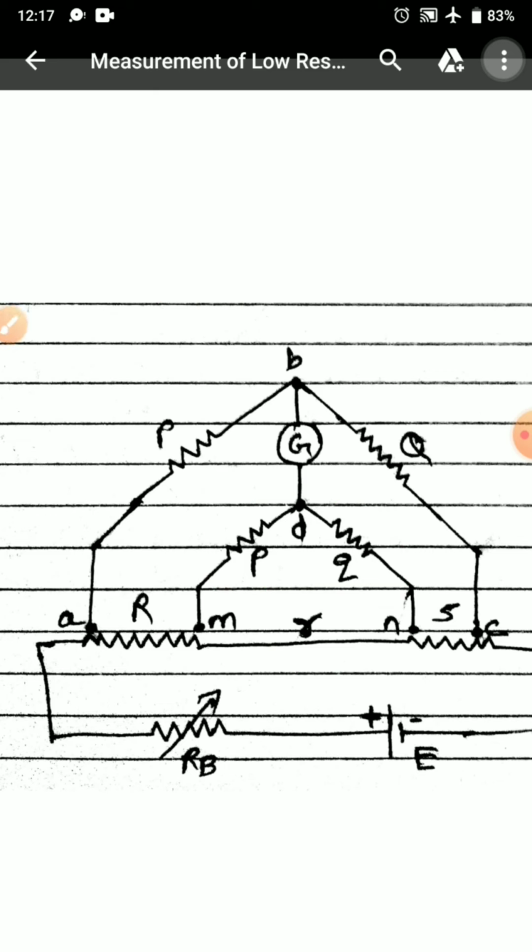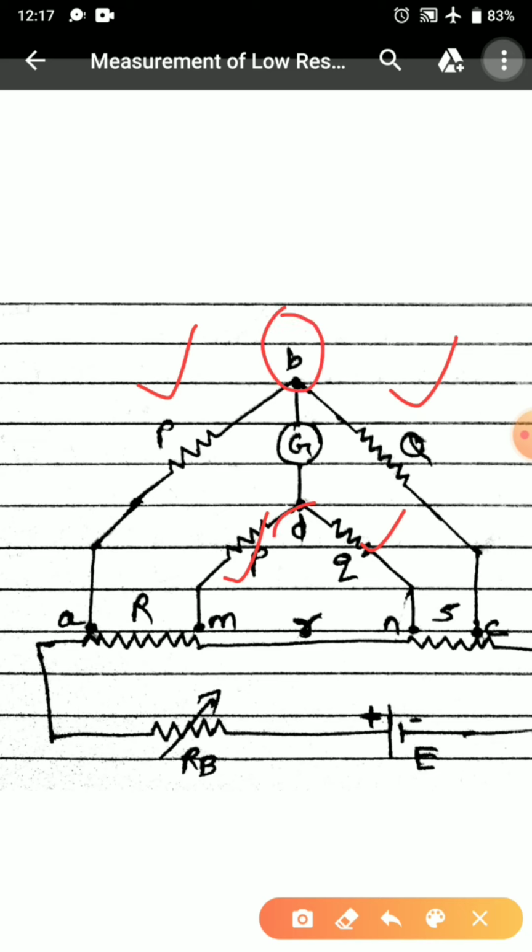Right now we can see that the Kelvin double bridge incorporates the second set of ratio arms, as I have already told. The first ratio arm is capital P and capital Q that is connected here. The second set of ratio arms is small p and small q that is connected just below the first ratio arm, and a galvanometer is connected in between point B and point D.